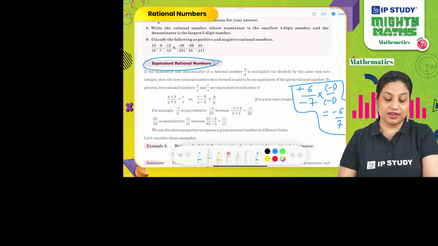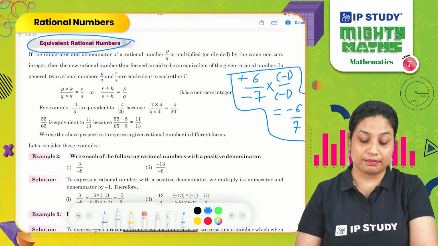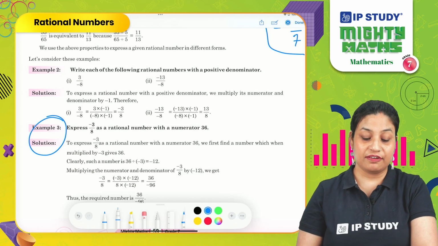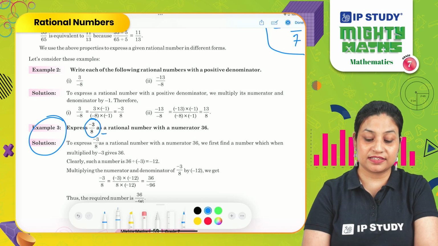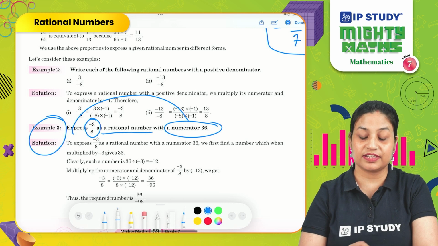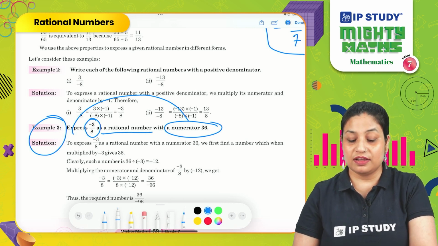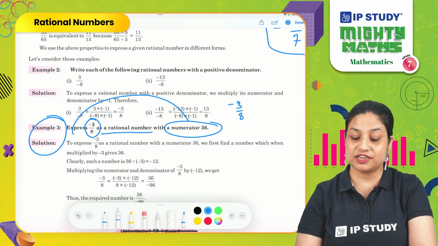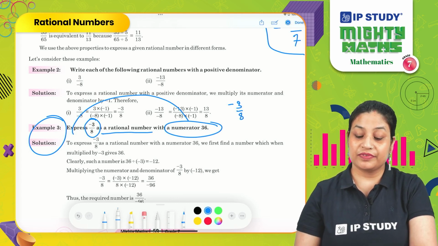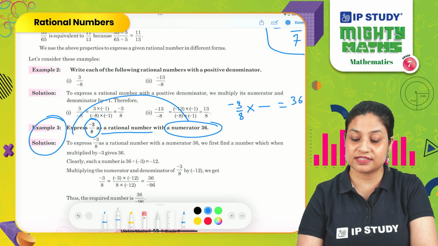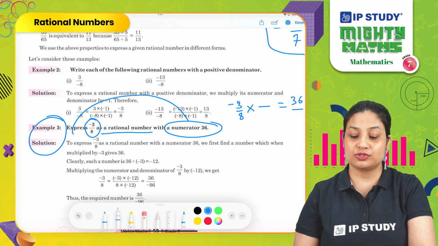Now let's see how to find out the equivalent of a rational number. For that, let's take example number 3, right? So here we have minus 3 by 8 as a rational number, and we have to express it with the numerator 36. How are we going to do that? So dear student, we have minus 3 by 8 as our rational number. This rational number is given to us, right? Now I have to think of a number with which I multiply the numerator and I will get 36 as numerator, right? So what could be that number?